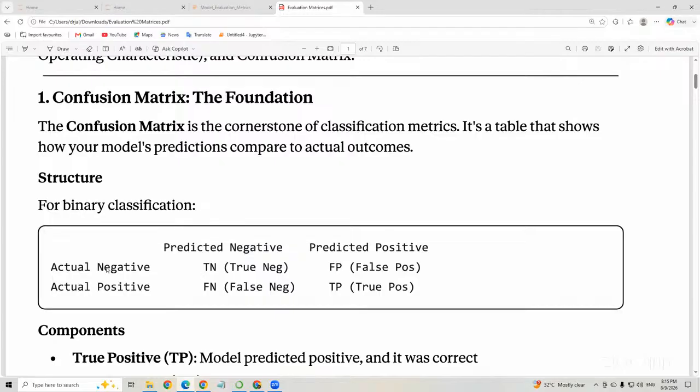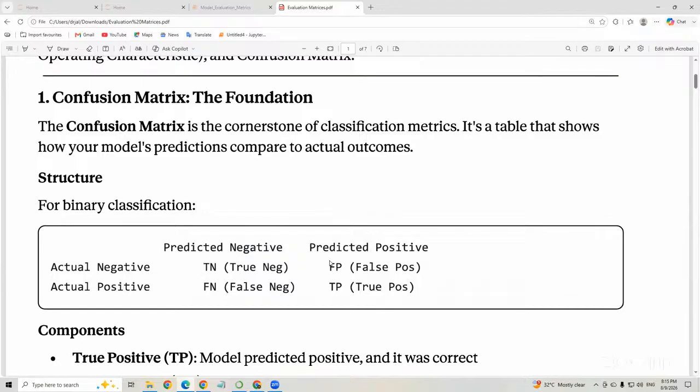When the actual is negative and the prediction is negative, in that case we have true negative. If you take actual negative and predicted positive, that is a false positive. Then actual positive and predicted negative gives us a false negative. Actual positive and predicted positive gives us a true positive. So this is the matrix which is known as the confusion matrix.